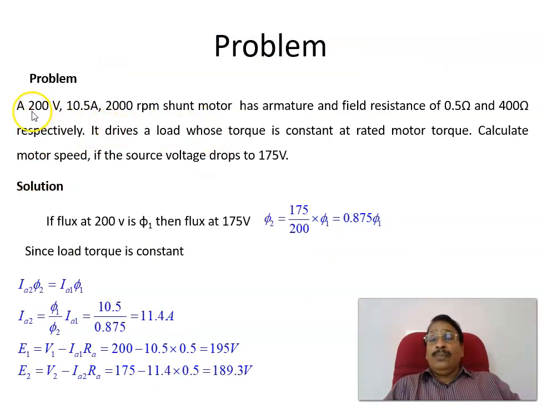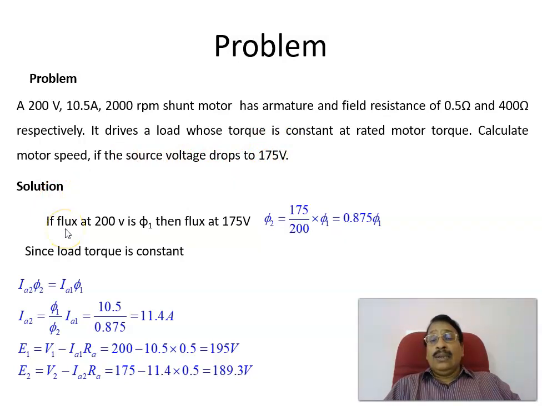Coming to a problem: a 200 volt, 10.5 ampere, 2000 RPM shunt motor has armature and field resistances of 0.5 ohms and 400 ohms respectively. It drives a load whose torque is constant at the rated motor torque. Calculate the motor speed if the source voltage is dropped to 175 volts.